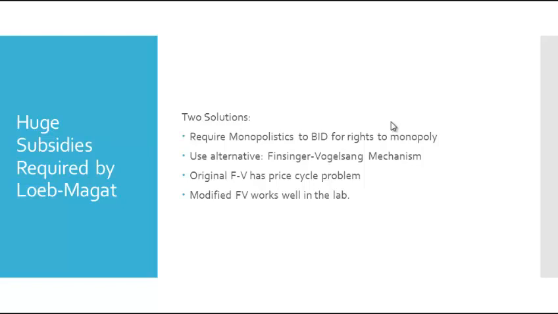So as I already discussed, there are huge subsidies which are required by the Loeb-Magat mechanism. So two solutions have been proposed in the literature. One is to require monopolists to bid for the rights to monopoly. The other is to use the alternative Finsinger-Vogelsang mechanism. There are some problems with the original Vogelsang mechanism, but they have been corrected. I won't go into the technical details.